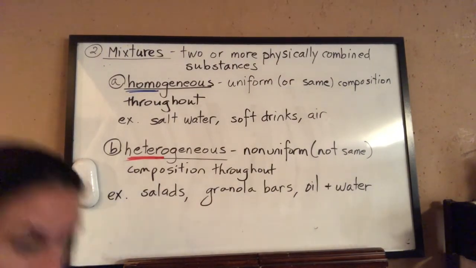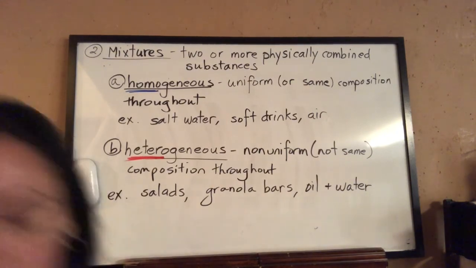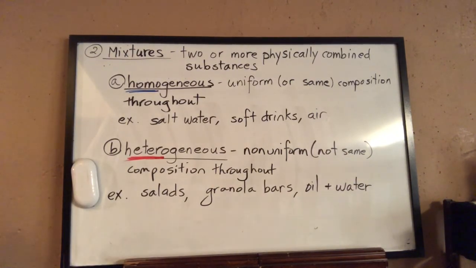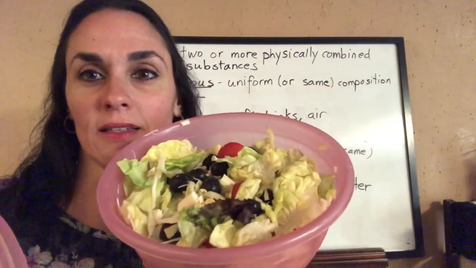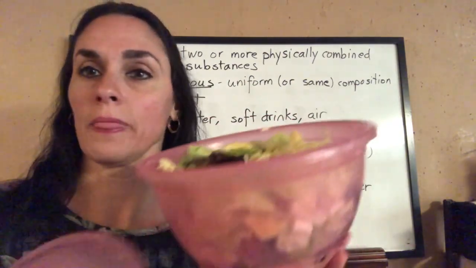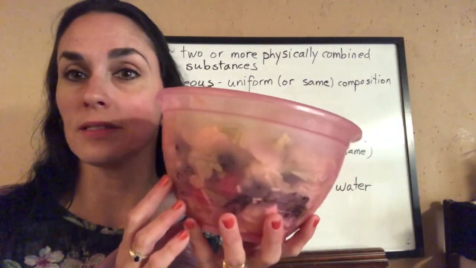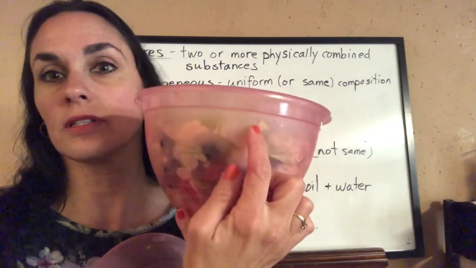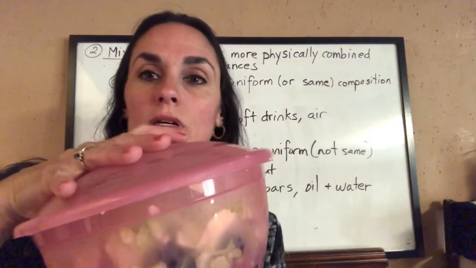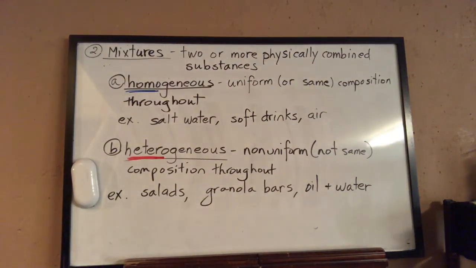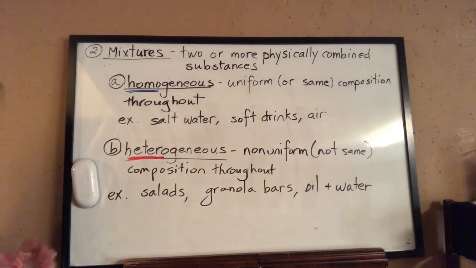Heterogeneous mixture, you do not have the same composition throughout. One part of the sample may be different than another part of the sample, such as a salad, okay? I have a lot of different things in my salad. Lettuce, tomatoes, olives, cheese. And one part of the salad may not be the same as the other part of the salad. If you look at the top, there's more lettuce. If you look at the bottom, you can see through the container, it has more olives and more tomatoes. Okay? That is a heterogeneous mixture, not the same throughout.